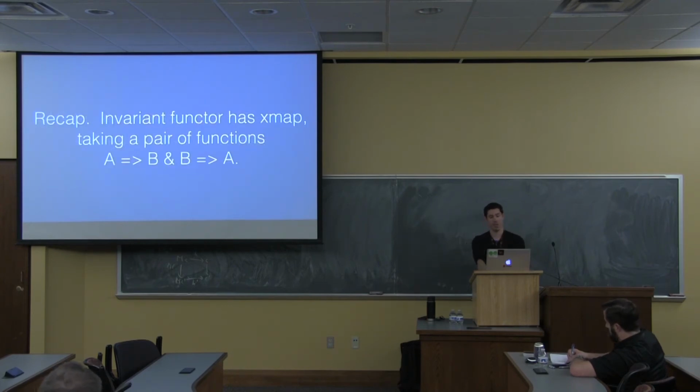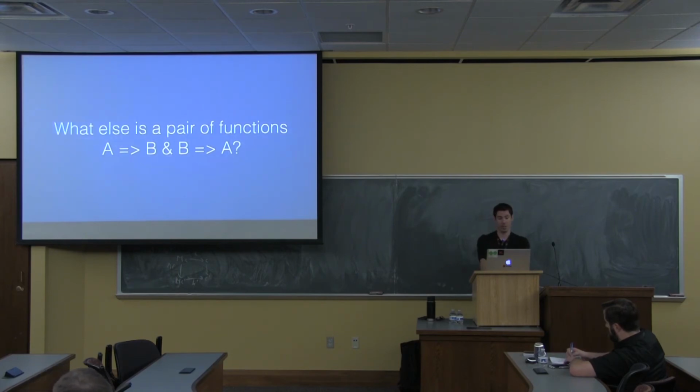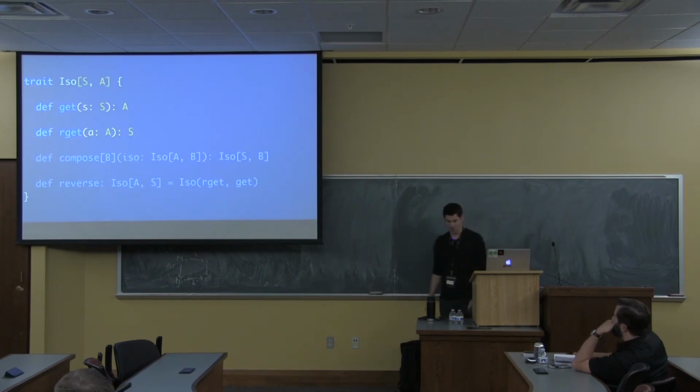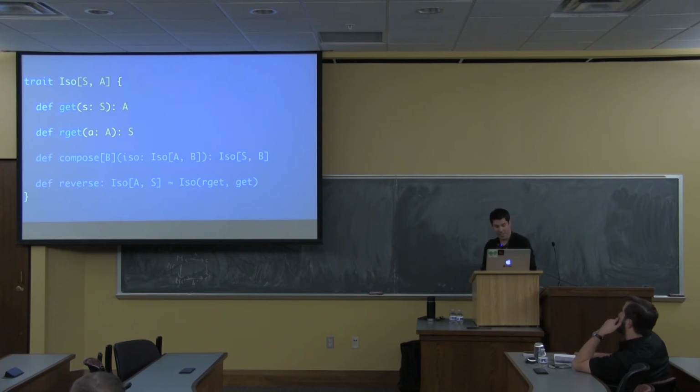Recap. Invariant functor has xmap, which takes a pair, A to B and B to A. So what else is a pair of functions? A to B and B to A. Does anyone know? Tony knows. Isomorphism. Cool. So let's look at Iso. All right. Iso is S and A. And we have S to get an A, and reverseGet that we feed in an A, and we get an S. It's just a pair of functions. I mean, it could be a tuple of A to B and B to A, right?